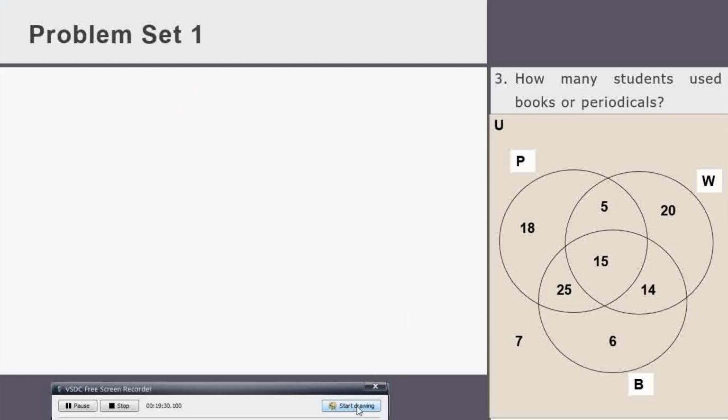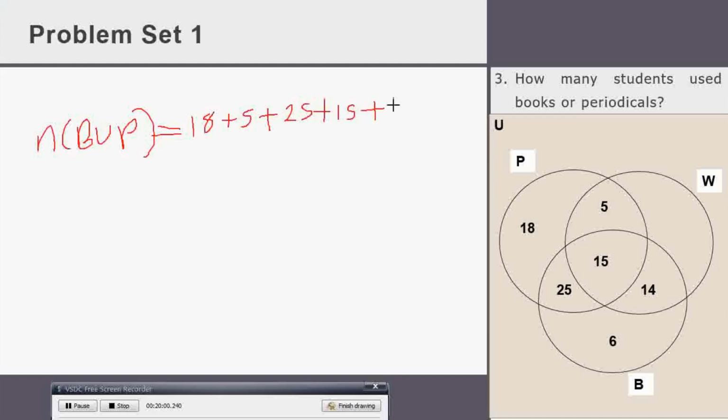Okay. So let me do this. So what we have now is the 18. So number of books union periodicals will be equal to 18 plus 5 plus 25 plus 15 plus 14 plus 6. Okay, so what you need to do is to add up these numbers because these are the ones we are finding in books and periodicals. They are the ones who use books and periodicals. So we have 18 plus 5 plus 25 plus 15 plus 14 plus 6. You get 83. Okay, so this will give us 83.